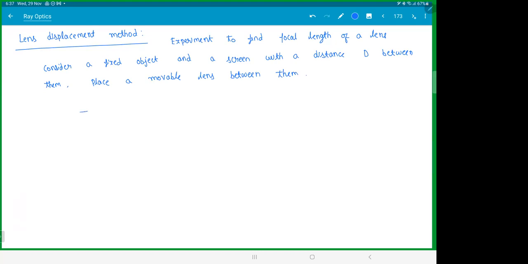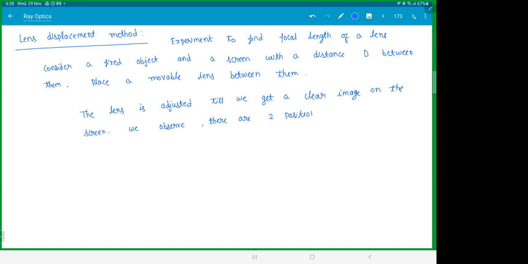Right? So what we do here, the lens is adjusted. You keep moving the lens. The lens is adjusted till we get a clear image on the screen. And we observe this happens for two positions. We observe there are two positions of the lens for which the image forms.